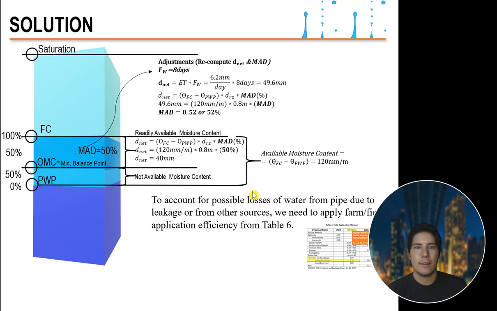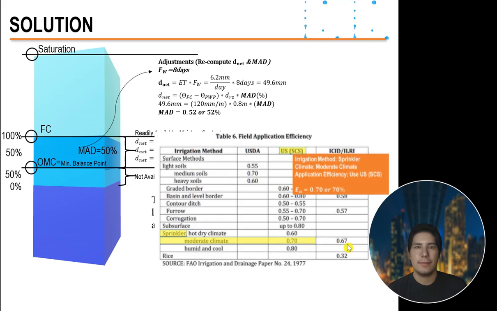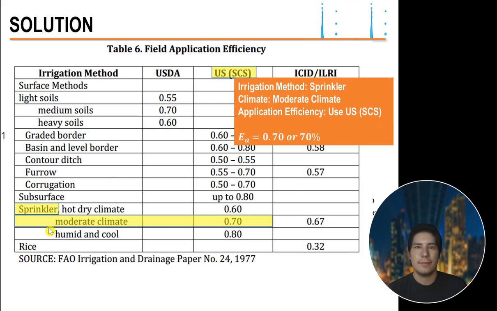So to account for possible losses of water from pipe due to leakage or from other sources, we need to apply the farm or field application efficiency from table 6. This is the table. The irrigation method we used is sprinkler, so this is what we will use. And we have this moderate climate. I will just use SCS. So our field application efficiency is 70%, though it is given in the problem.